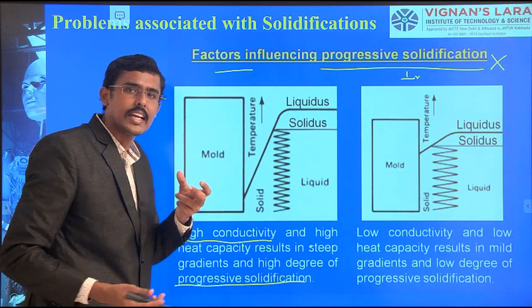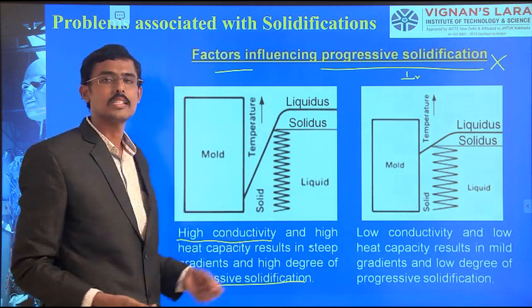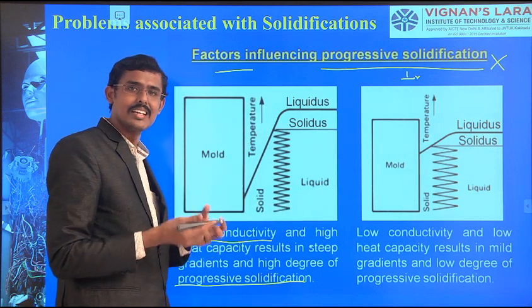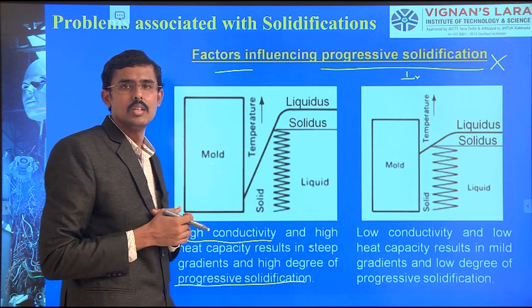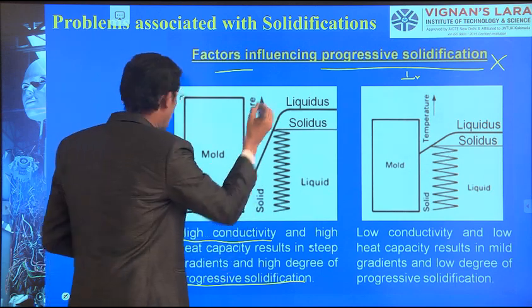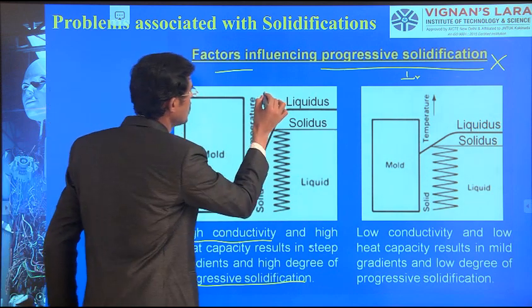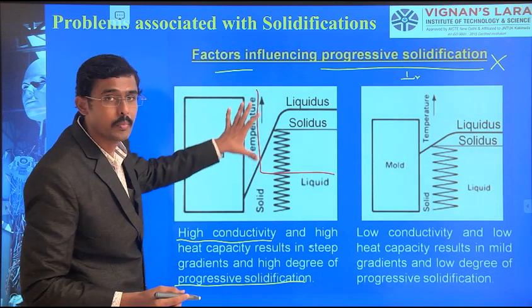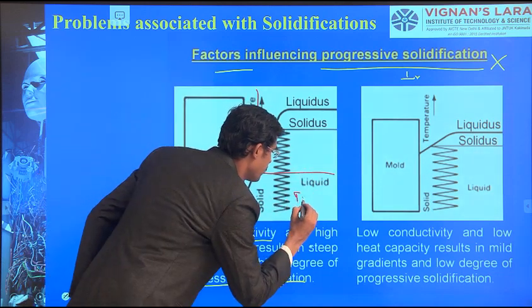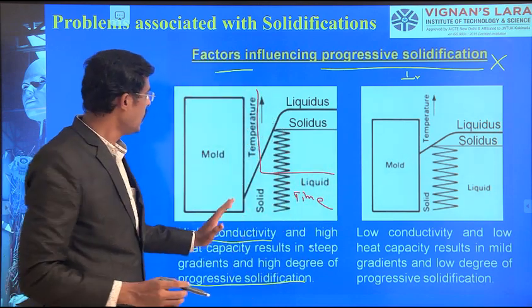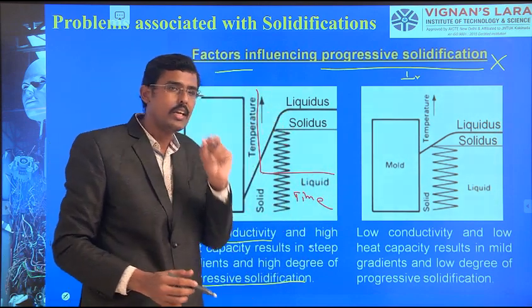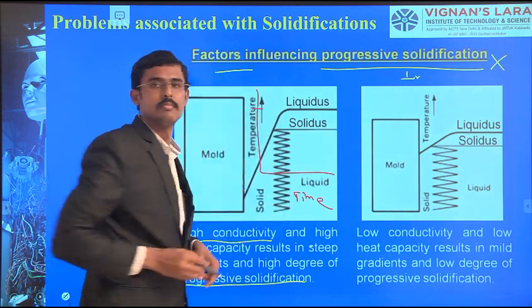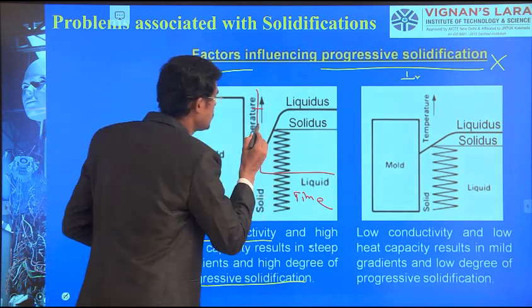We have taken a high conductive material and a high heat capacity material. What happens? We have taken a material which contains high conductivity. It absorbs more heat. Then I am drawing two lines here. The y-axis represents the temperature, and the x-axis represents the time. Right now, for the high conducting material, we have a liquidus temperature at this point, and we have a solidus temperature at this point.